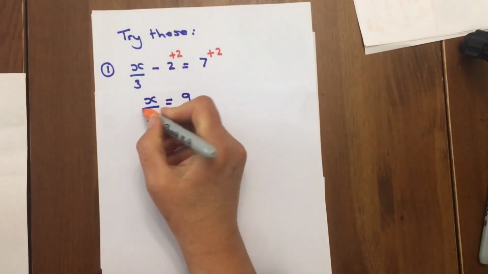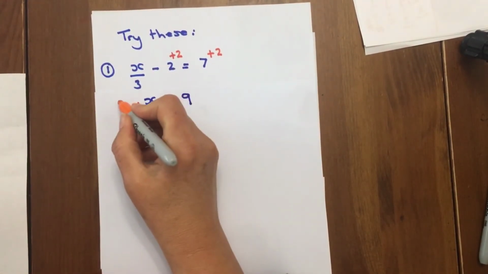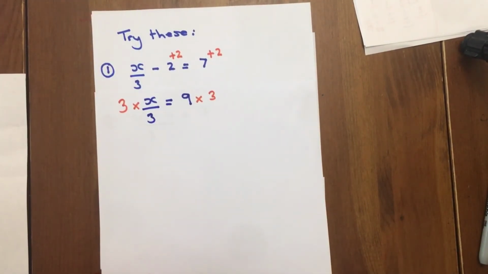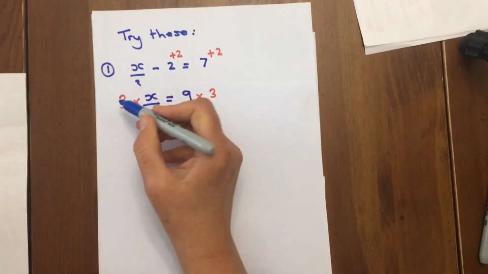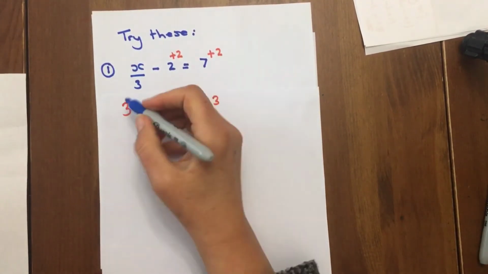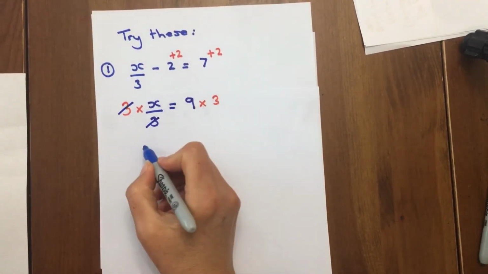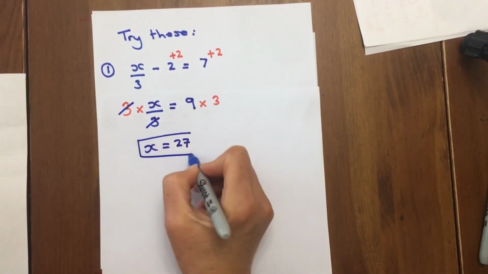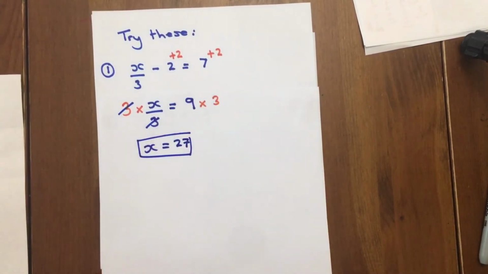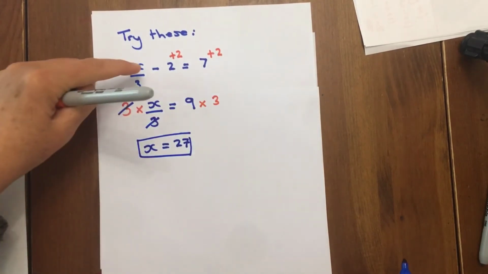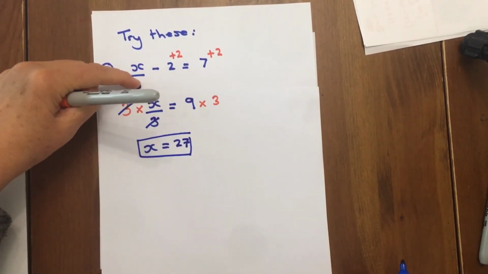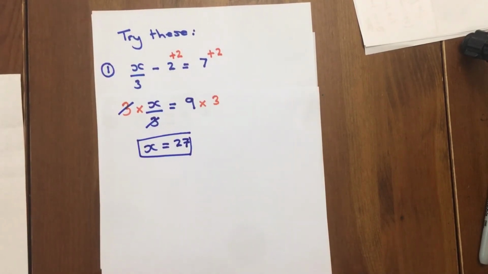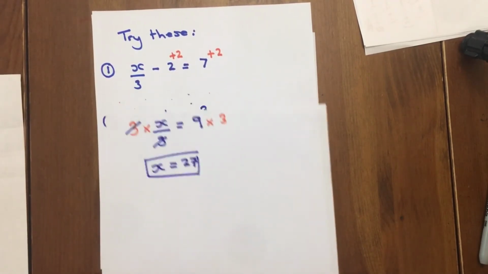Okay, what's the inverse of dividing by 3? It's timesing both sides by 3. 3 divided by 3 will cancel. So I'm left with x equals 27. And you can check that by putting it in and it will be correct. 27 divided by 3 is 9. Take away 2 is 7. Okay, that was question 1.